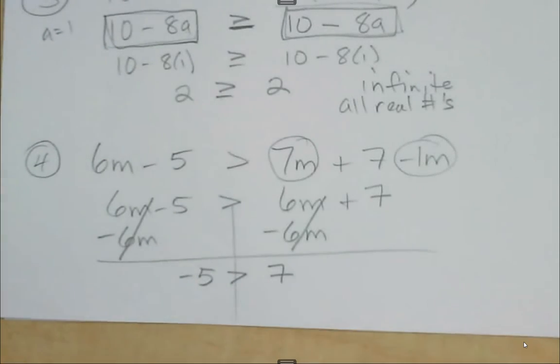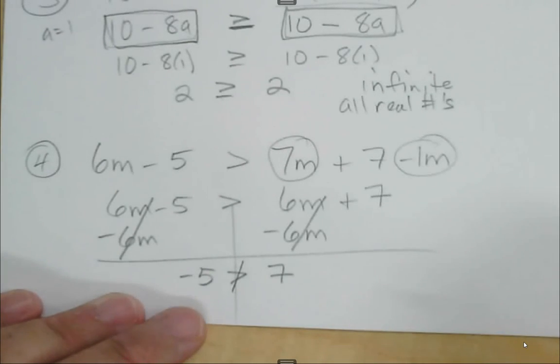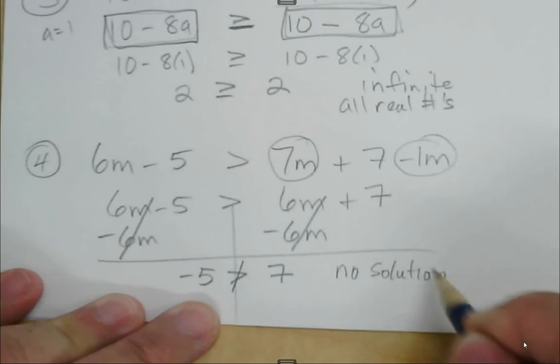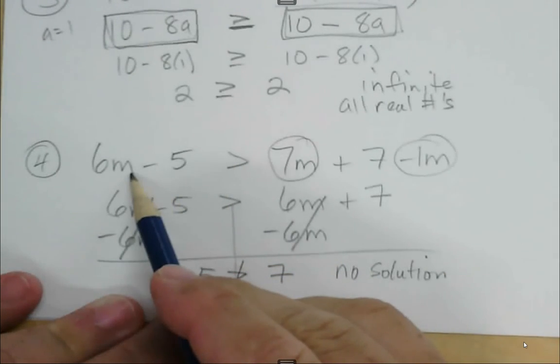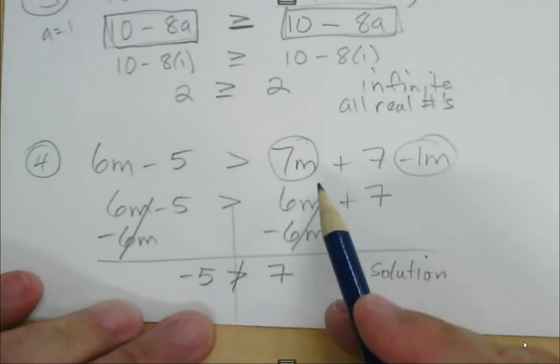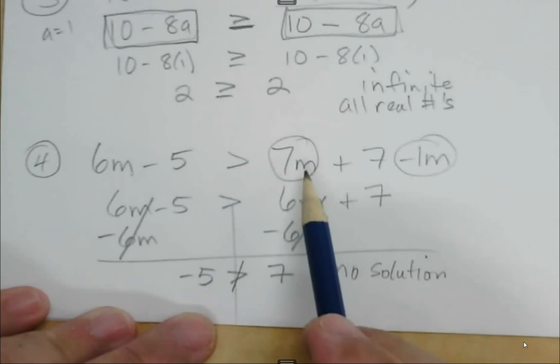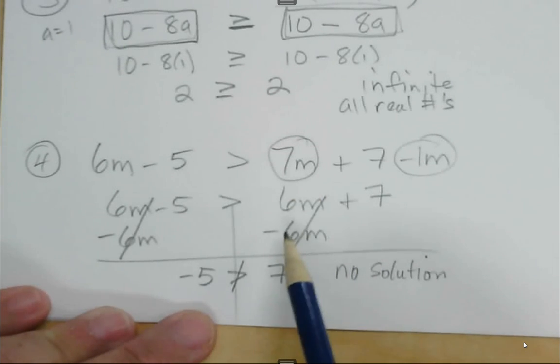Now, I want you to think about that for just a minute. Negative 5 is greater than 7. Is that a true statement? Well, of course, we know that negative 5 is not greater than 7. It's actually less than 7. So that means this statement is not true. In other words, because this is not true, then that means that there is no solution. There is no value that I could put into my original problem that would ever make this true, because negative 5 is not greater than 7. So no matter what number I put in here, it's never, ever, ever going to work.